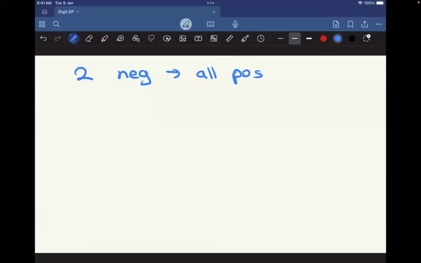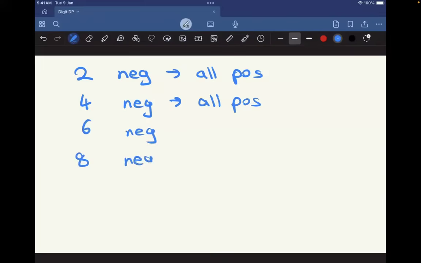Okay. So now my question to you is, when there were two negative numbers, we could make all positive. Now tell me, if there are four negative numbers, can we make all positive? Exactly. Similarly, for 6 negative numbers, for 8 negative numbers, and so on. Basically, if there is an even number of negative numbers in the array, we can make them all positive. So this is the first case, guys. When there is an even number of negative elements in the array, we are able to make them all positive.